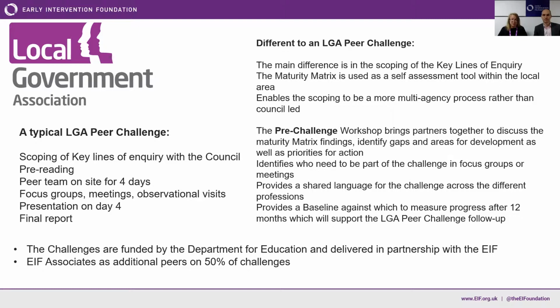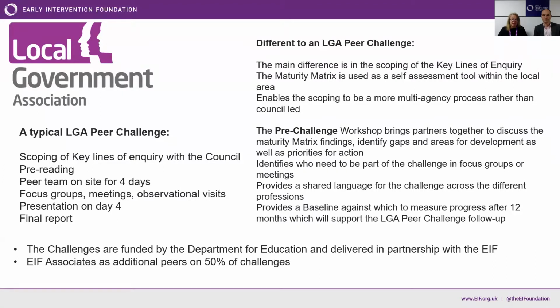This is then followed up with a pre-challenge workshop. This brings the partners together to discuss the maturity matrix findings. It helps to identify if there's any gaps and areas for development, as well as priorities that need to be actioned. It helps to identify who needs to be part of the challenge, focus groups or meetings. And this can be very helpful when we're planning the actual challenge with the local authority to look at the timetabling of the focus groups and meetings.